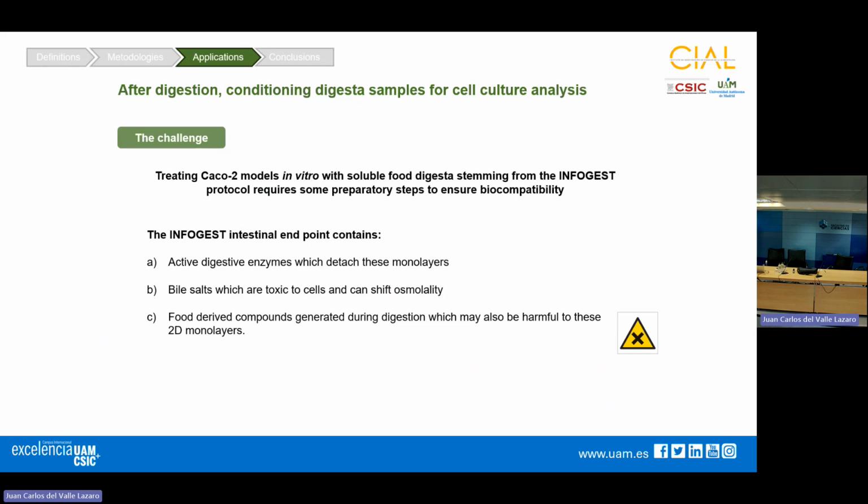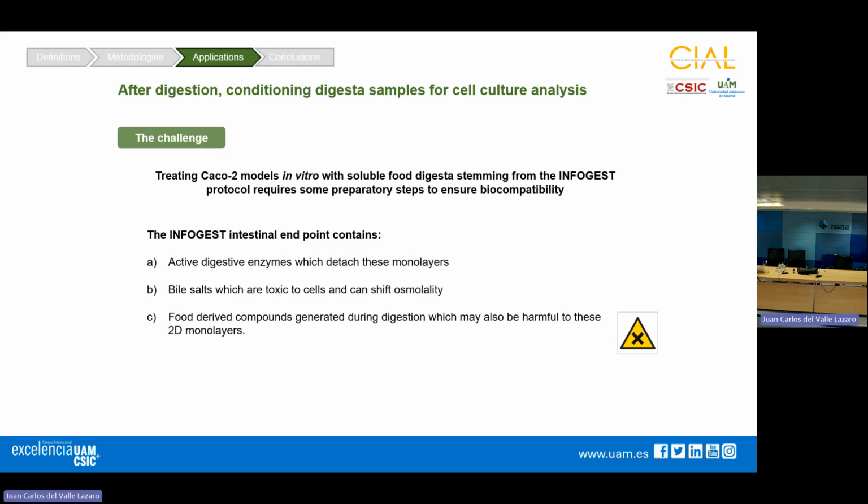And that enzyme is the same one that we use to detach cells in the lab. So we always have to stop the trypsin activity before running this type of experiment. Bile salts: we add bile salts in our digesta when we mimic the digestion process, and it can change osmolarity. And Caco-2 cells are very sensitive to osmolarity, so we have to be careful with that.